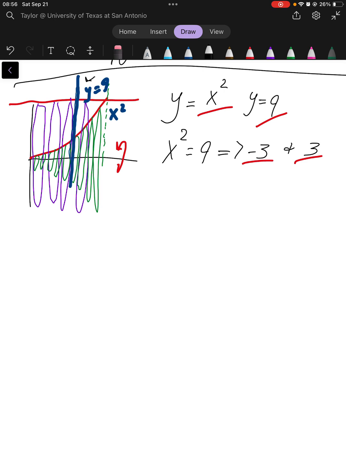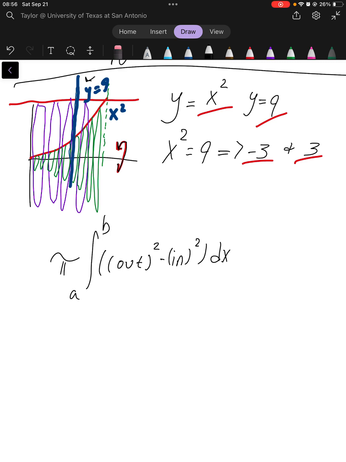So the washer method is given by pi times the integral from a to b of the outer function squared minus the inner function squared dx. Like I said, we're doing it about the x-axis.